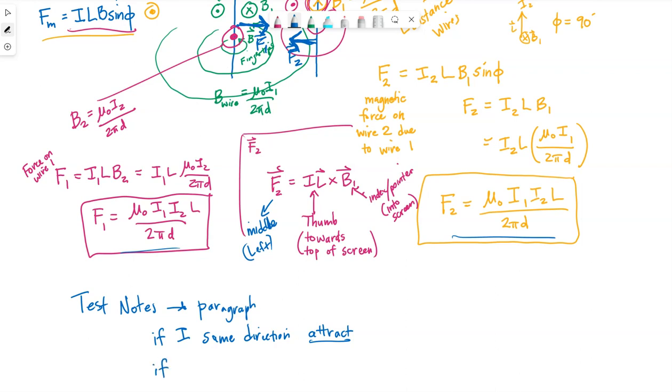The wires will attract. If I is in the opposite direction, then they repel. Meaning, if my current flowing up was I1, but for I2 the current was flowing down, then these wires would experience forces away from the other wire. The magnitude would still be calculated using the same equation, but the direction would just be opposite.